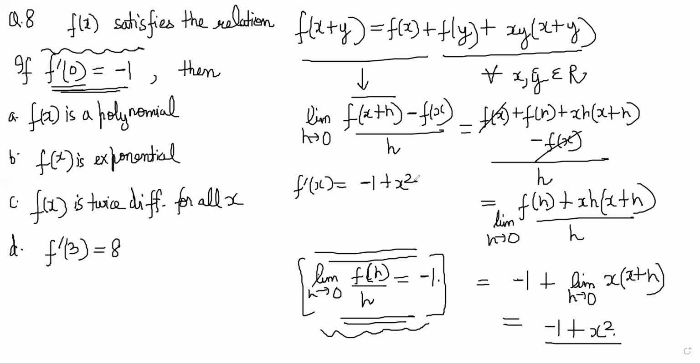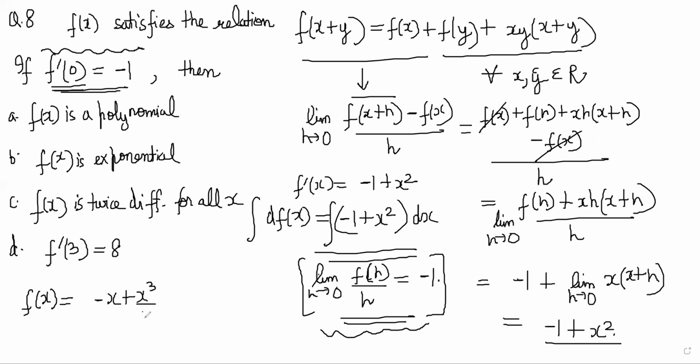So we can write this as d of f(x) by dx equals -1 plus x squared into dx, right? And now integrate. So f of x will be equal to minus x plus x cubed by 3 plus some constant, right? And because f of 0 is 0, which we have already found out, c must be 0.